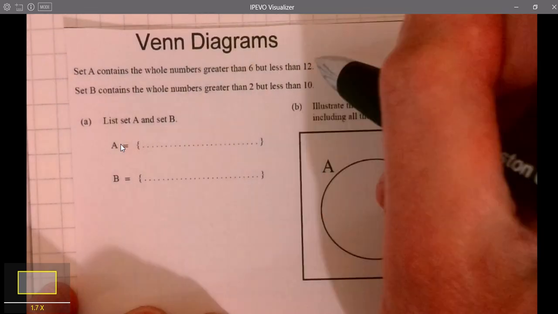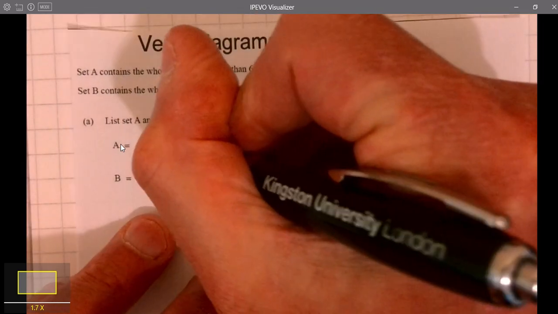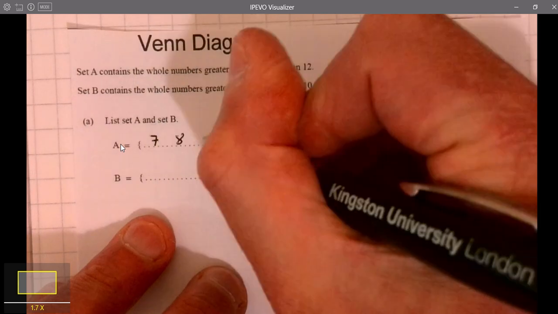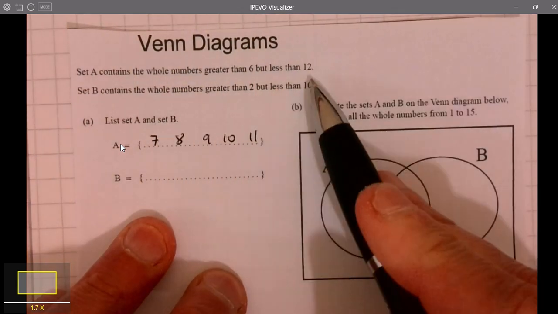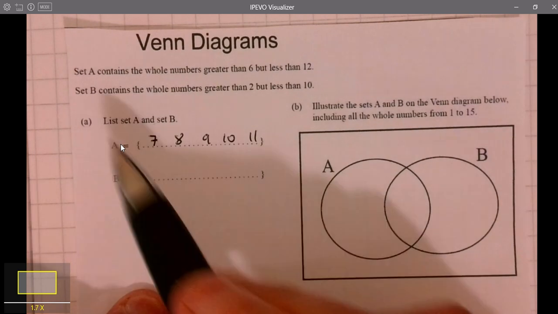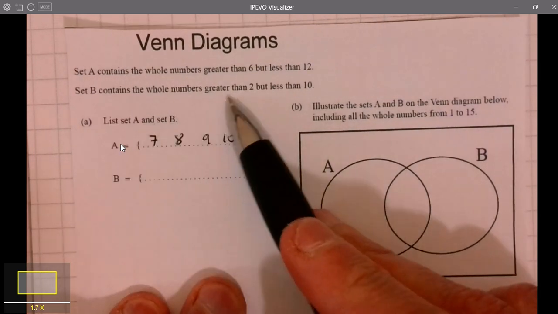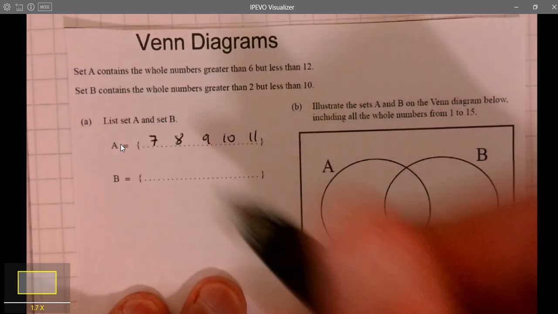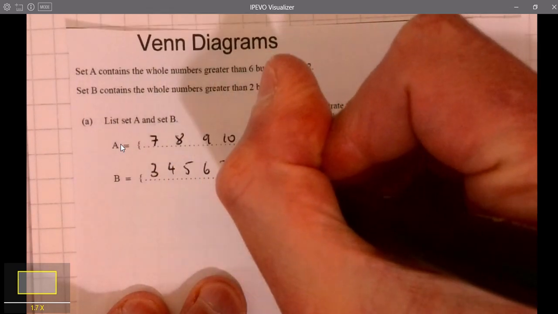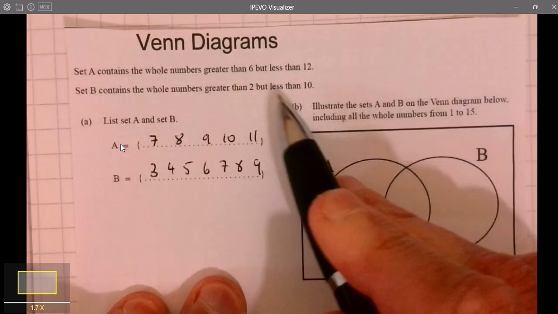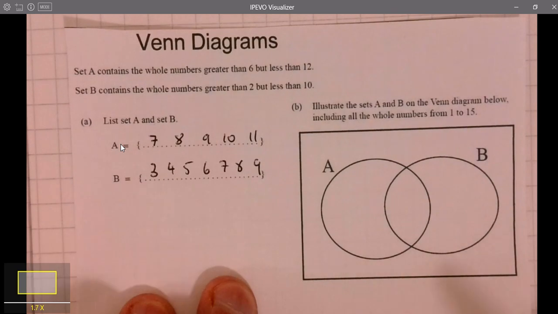So greater than 6, less than 12. That means it's not 6, it's 7, 8, 9, 10, 11, and it's less than 12, so it's not 12. Set B contains the whole numbers greater than 2 but less than 10. So it's 3, 4, 5, 6, 7, 8, 9. Less than 10, it doesn't include it.